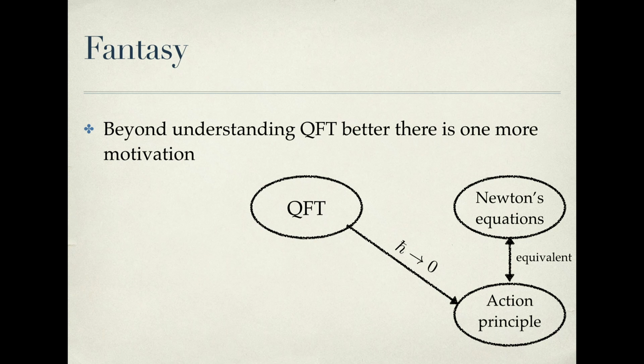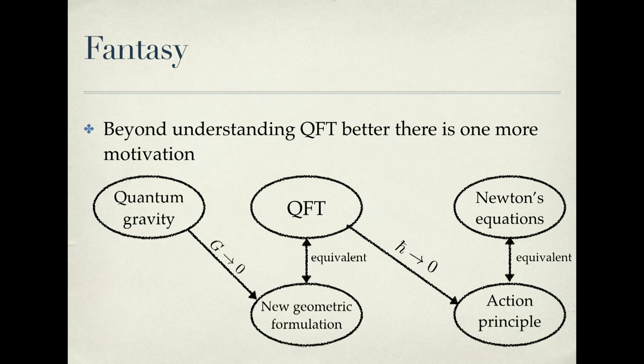Now, let me end with some fantasy, which might be completely false, that maybe it can help us even with some deeper questions beyond quantum field theory. And the motivation comes from even classical mechanics, where we know that we have 2 different formulations of classical mechanics, which is Newton's equations and the action principle. They are completely equivalent. Now, if we start with quantum field theory and we go to the classical limit, we end up with this formulation, not this one. Despite them being completely equivalent.